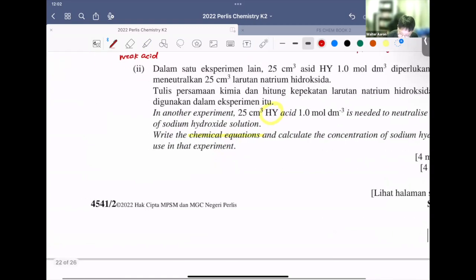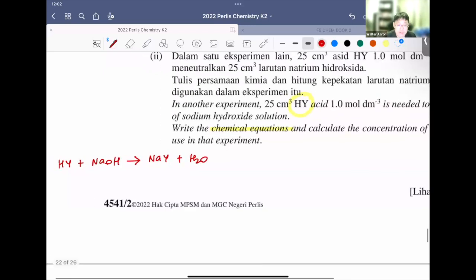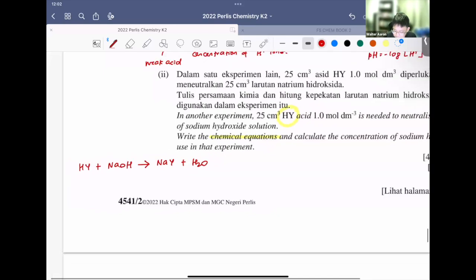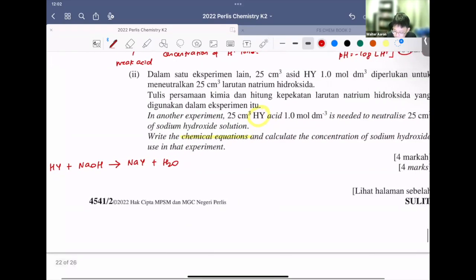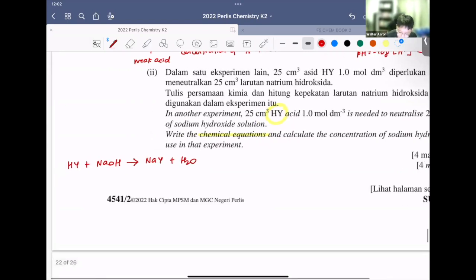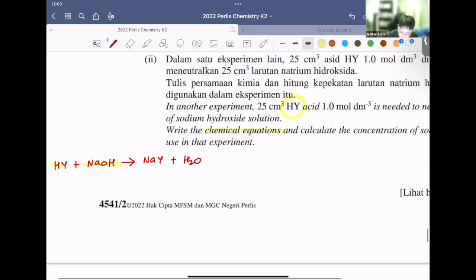To write the balanced chemical equation, you can just write HY plus NaOH, which will completely neutralize to produce NaY plus H2O. Okay, so that's the balanced chemical equation there. And then it says that we have 25 cm cube of 1.0 mole per dm cube acid, and 25 cm cube of sodium hydroxide. Since it's a monoprotic acid and a monobasic base, it's a 1-to-1 ratio, isn't it? Right, 1 mole, 1 mole.